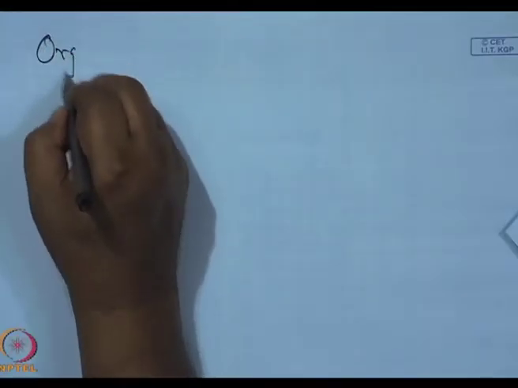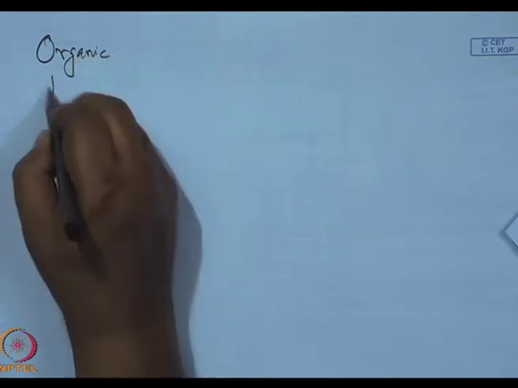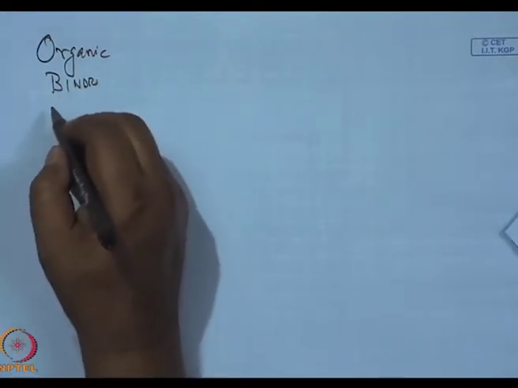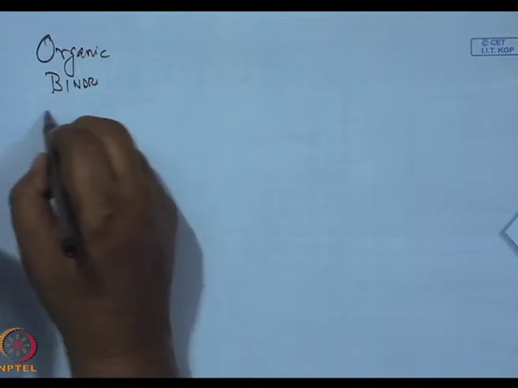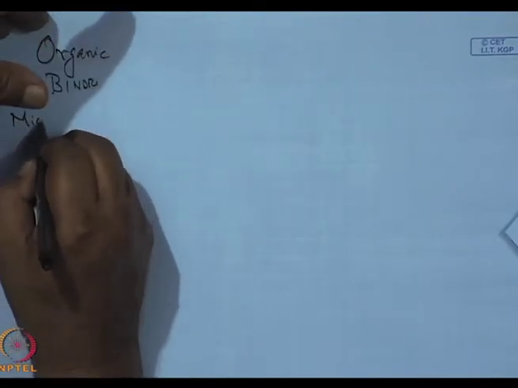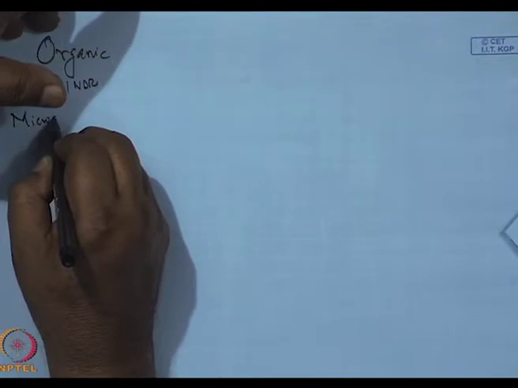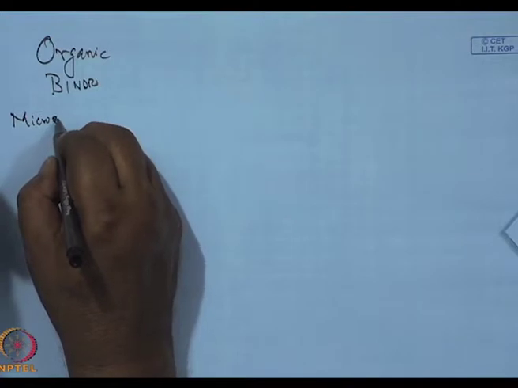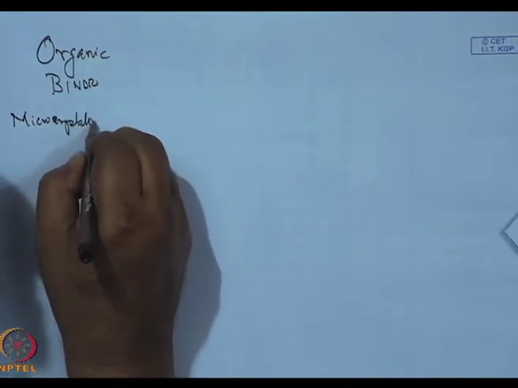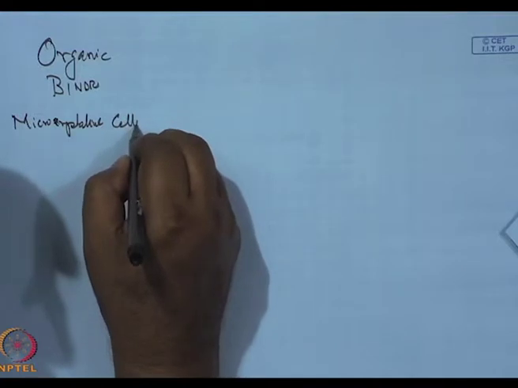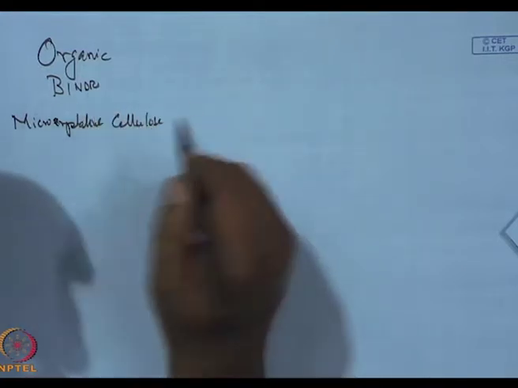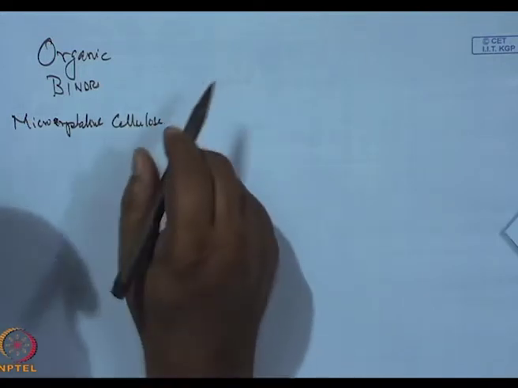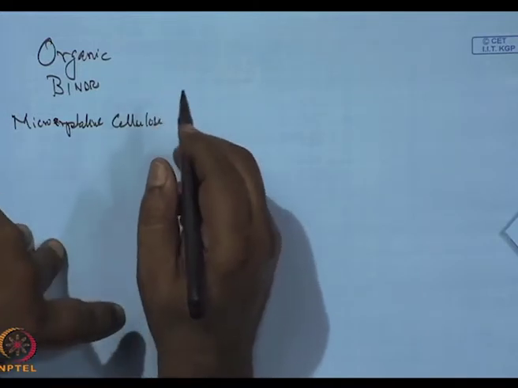If I am looking at organic binders, we have microcrystalline cellulose. This is one organic binder, long chain, and that helps, and that also creates problems at some time.